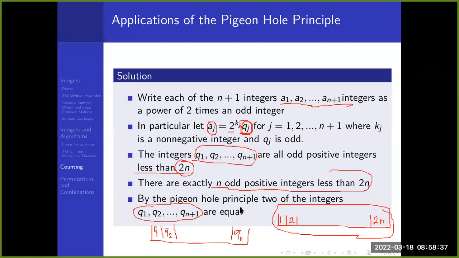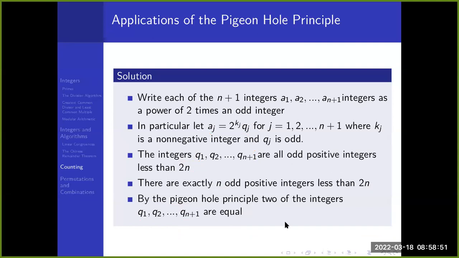So it means there must be a pair in here that are equal. At least a pair that are equal. You can see that? Is that clear? Hey, you have gone quiet. Not understanding.